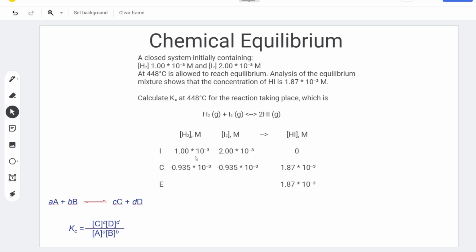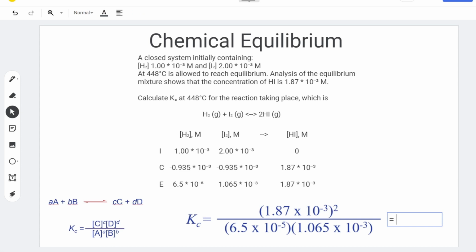We can now simply do the math and take the initial row minus the change row to find our equilibrium row. Now that we've solved for the values in our equilibrium row, we can plug these values into our equilibrium constant formula to find the equilibrium constant. And we get about 51, meaning that Kc, or our equilibrium constant, is 51.